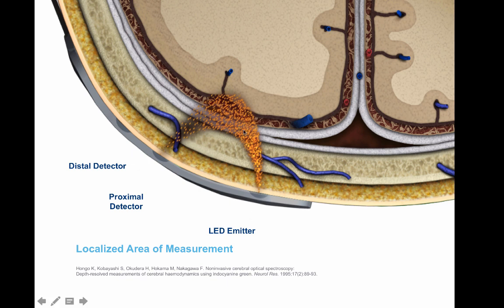So here's the localized area of measurement. These patches that are placed on the head will emit near-infrared light, which will penetrate across the skull and into the surface of the brain. And this will be reflected back to a detector.